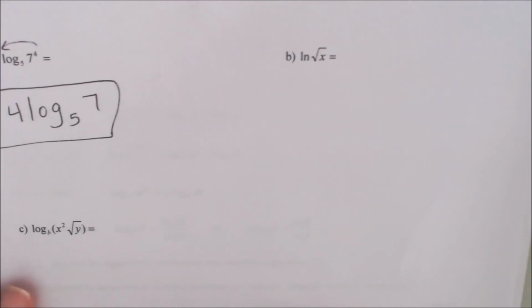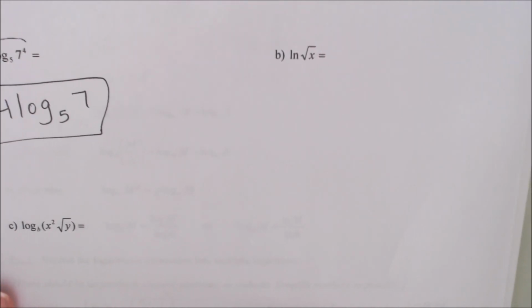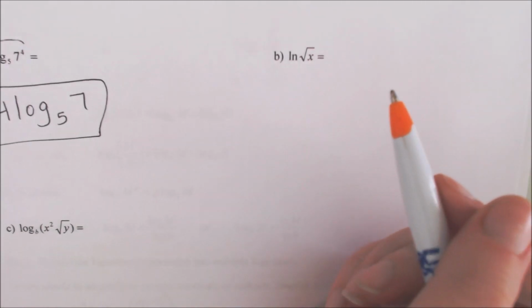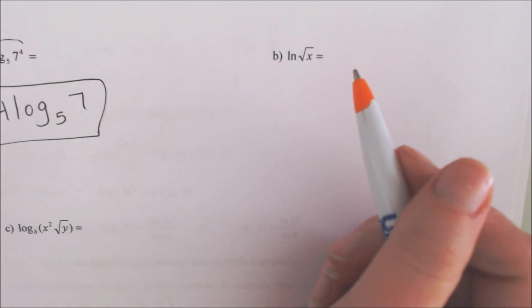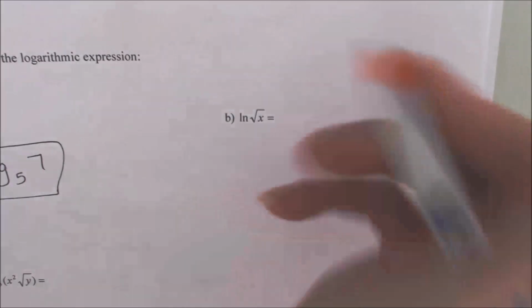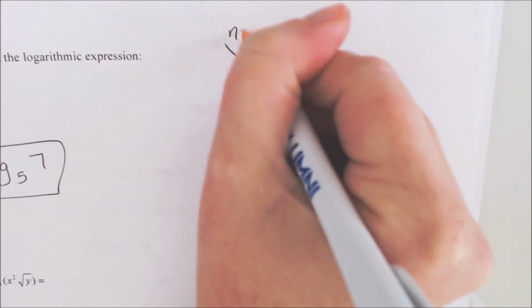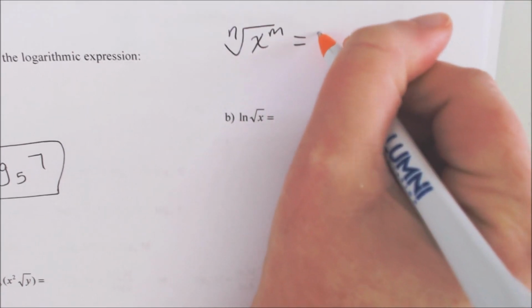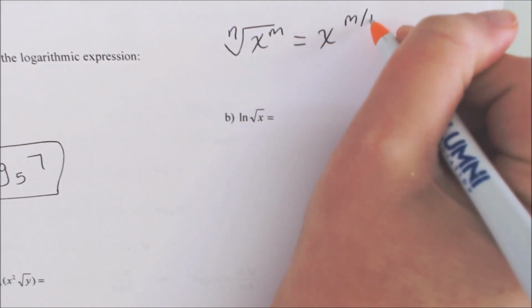Letter B, we have the natural log of the square root of x. So when you're working with these expanding problems, if you see a radical, this is a very important thing to remember. If you see a radical like this, the first thing you want to do is write the radical as an exponent. So remember earlier in the course we said that if you have the nth root of x to the m power, we could write that as an exponent by writing it as x to the m over n.